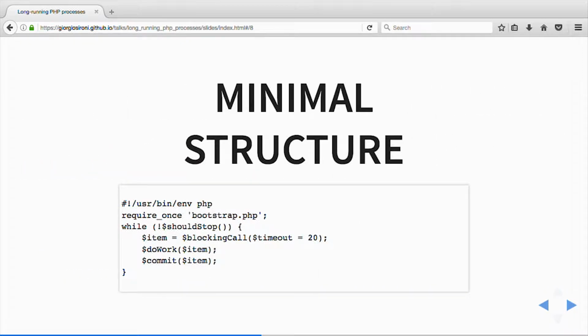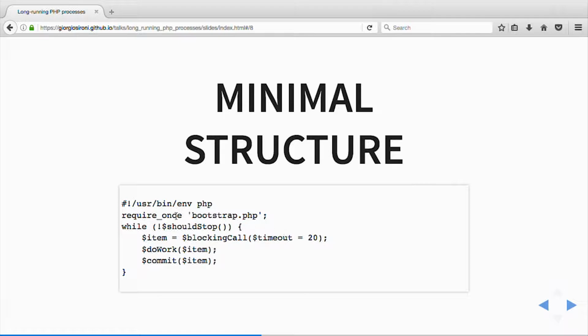This is the minimal structure that I extracted from writing many different long-running processes over the years. The start is no different from a script. You have the PHP interpreter being chosen as the one to run this. You have a bootstrap that has to be included. And then we have a main loop. This main loop has a condition for stopping, which we can check in order to see if we should just exit with the zero exit code or we should go on iterating.